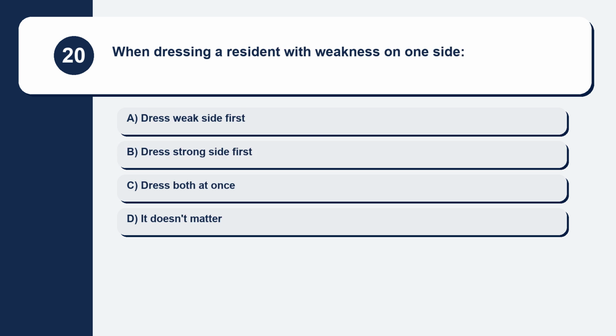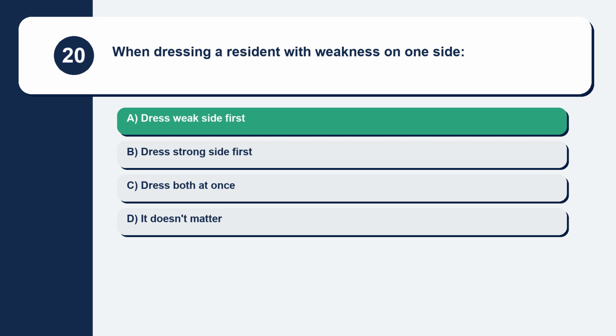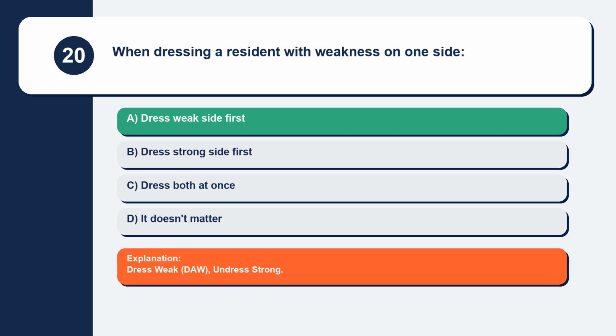Question 20. When dressing a resident with weakness on one side, dress weak side first, dress strong side first, dress both at once, it doesn't matter. Dress weak side first, undress strong side first.